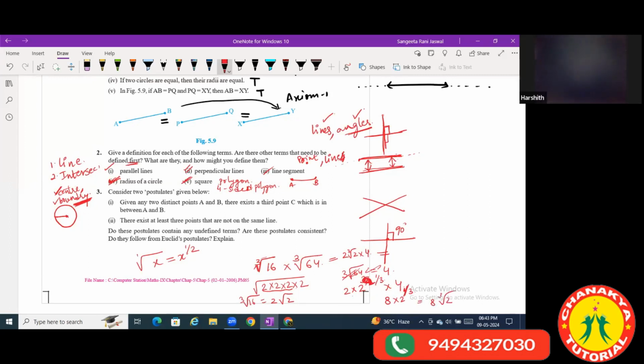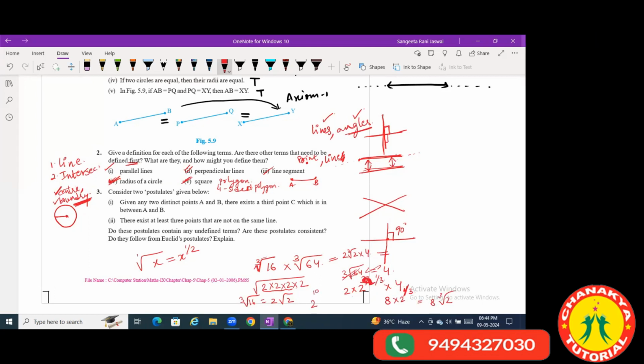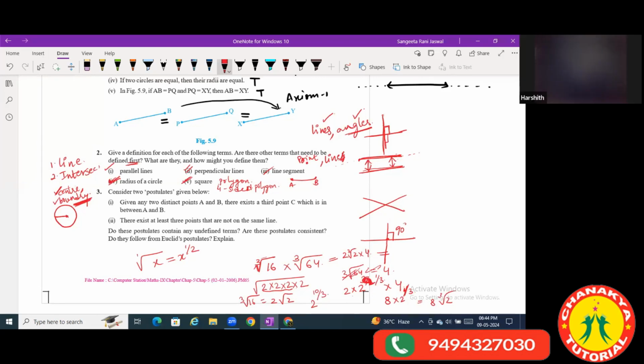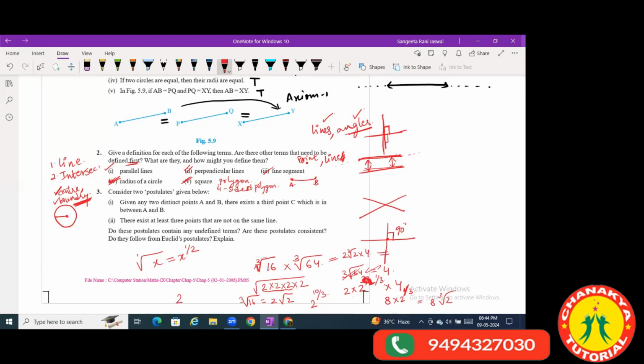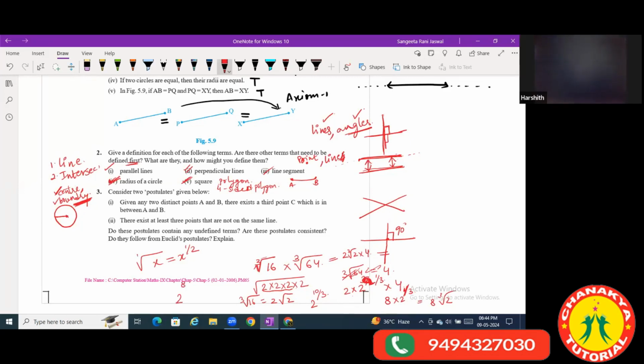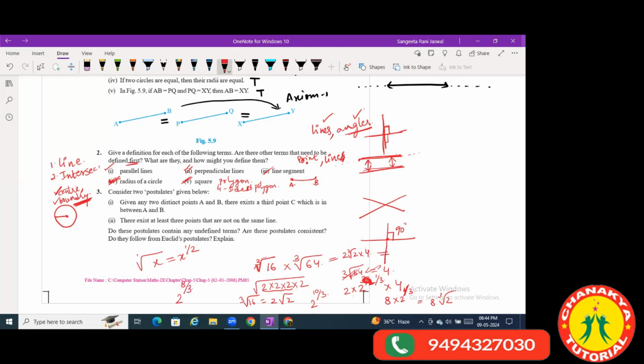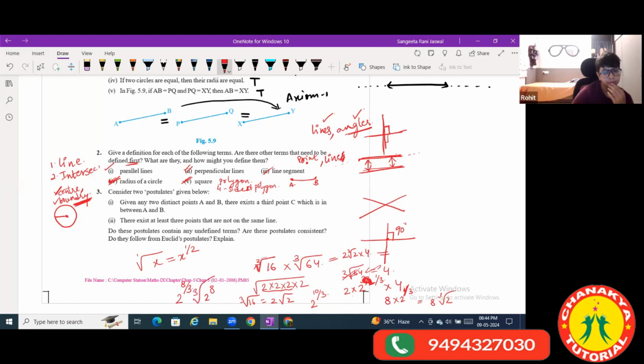Ma'am, if we simplify, will we get 2 raised to power 10 by 3? Ma'am, I got the answer as 2 raised to power 10 by 3, but the answer was 2 raised to power 8 by 3. Actual answer is what? 2 raised to power 8 by 3. Okay, so that means it is 2 raised to power 8 and the cube root of this. 8 inside and 3 over here, no?